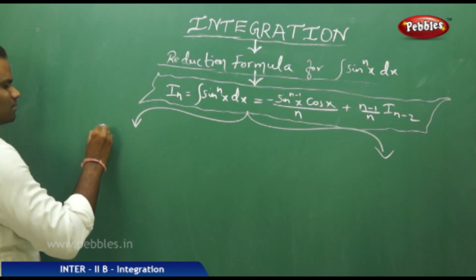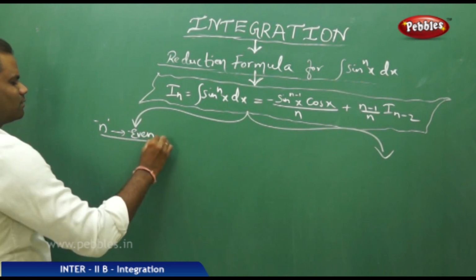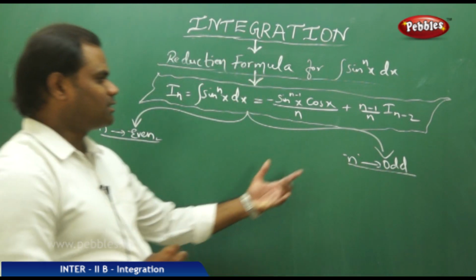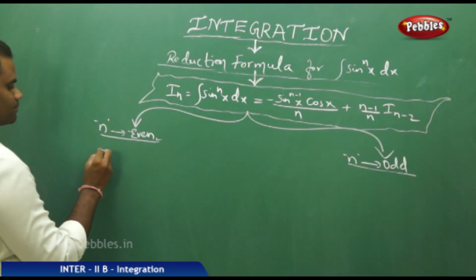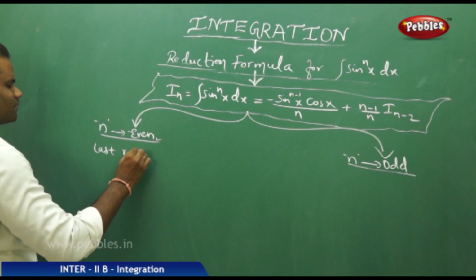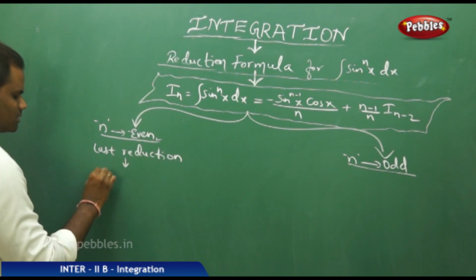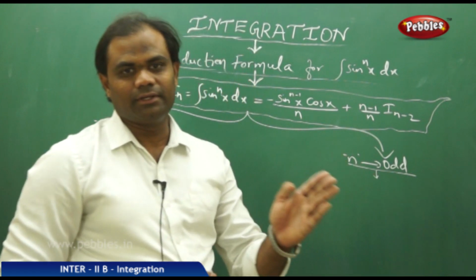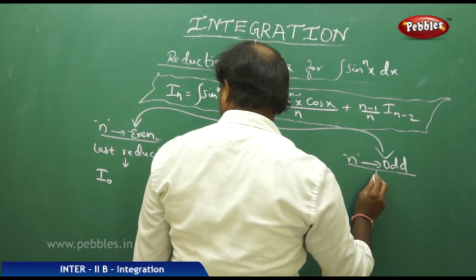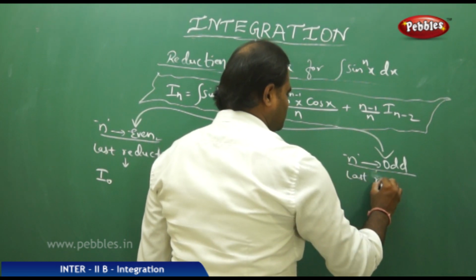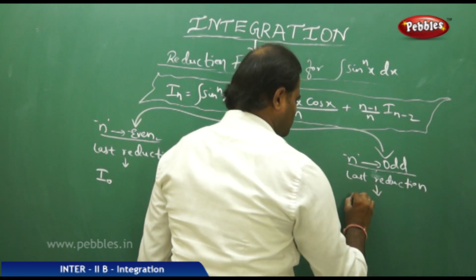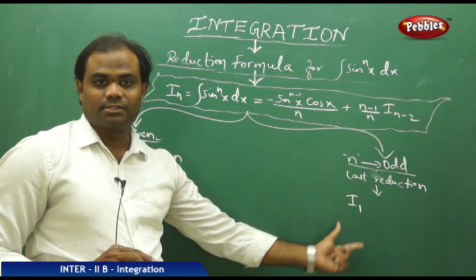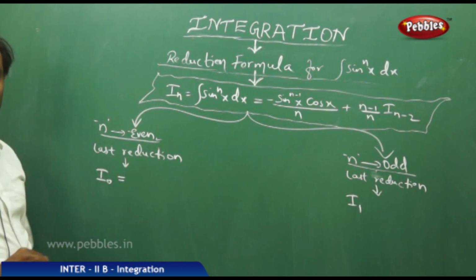So for this, if n is even, then interestingly we see that this reduces to I0. This implies the last reduction is I0. And if n is odd, then it reduces in the form 7, 5, 3, 1. So here the last reduction is I1. So in the case of n even, the last reduction is I0, and in the case of n odd, the last reduction is I1. Therefore, let's calculate I0 and I1 in this case.